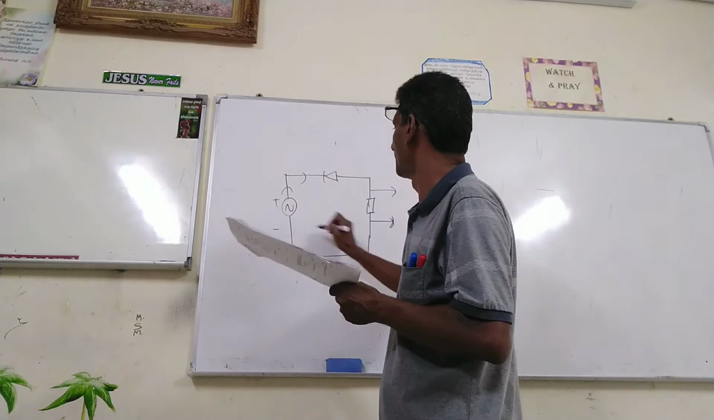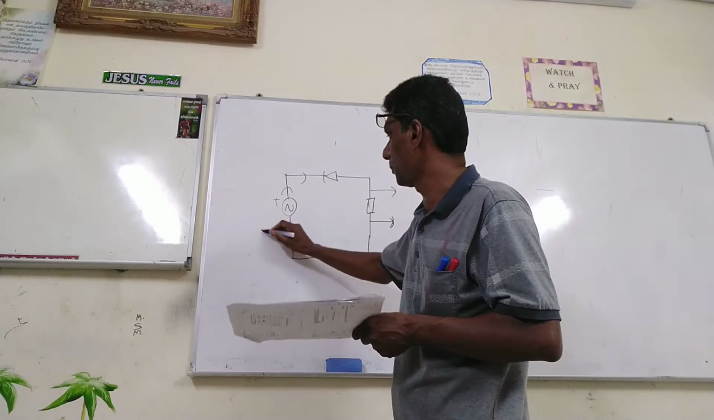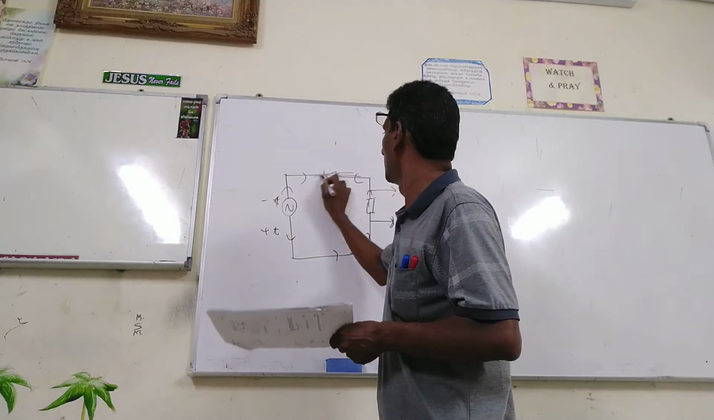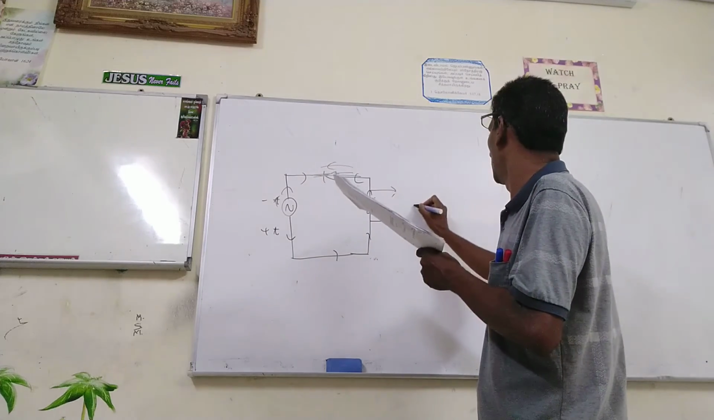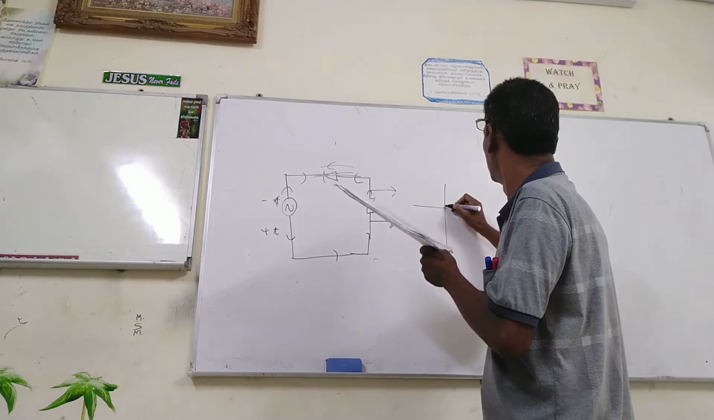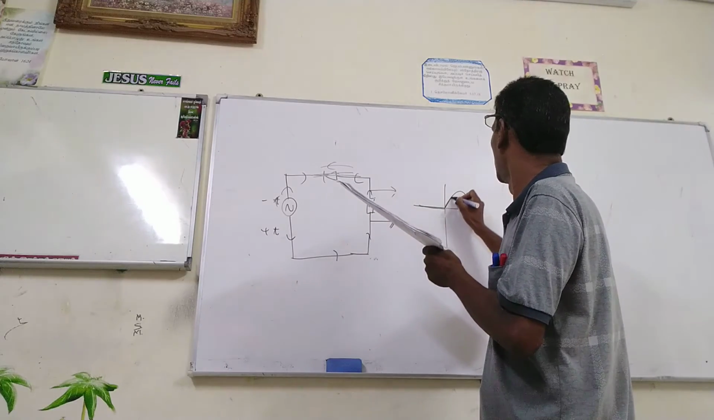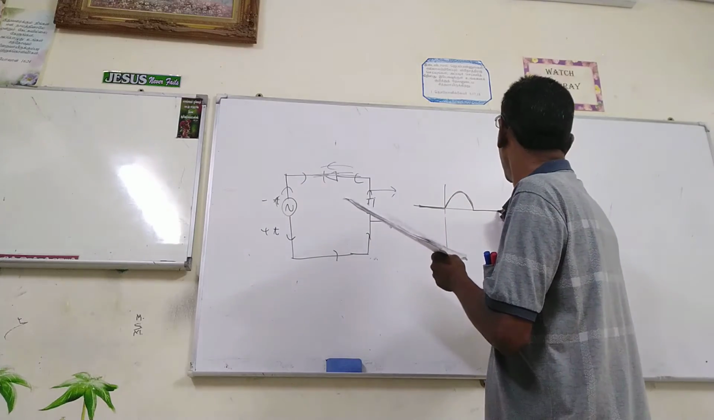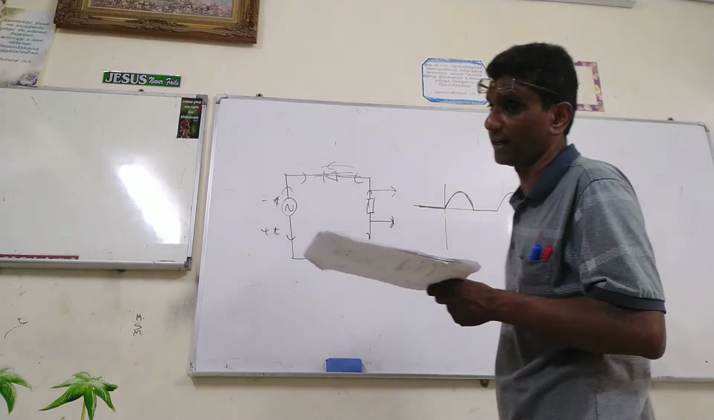So current cannot flow like this, but AC current will change directions. So this one becomes positive, this one becomes negative. So current can flow like this, but current cannot flow like this. So the AC diagram is like this, the current is like this, or maybe like this. So this current doesn't flow. Current flows like this. This one is half wave rectification.